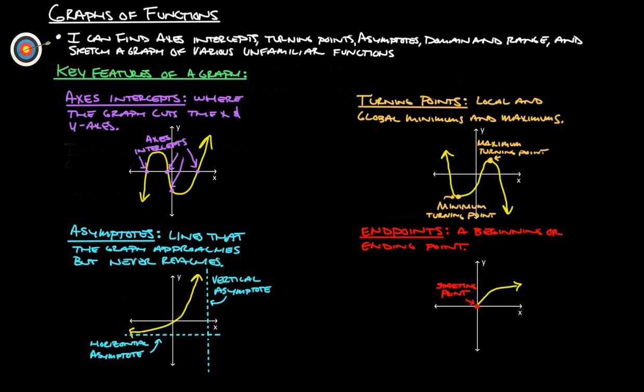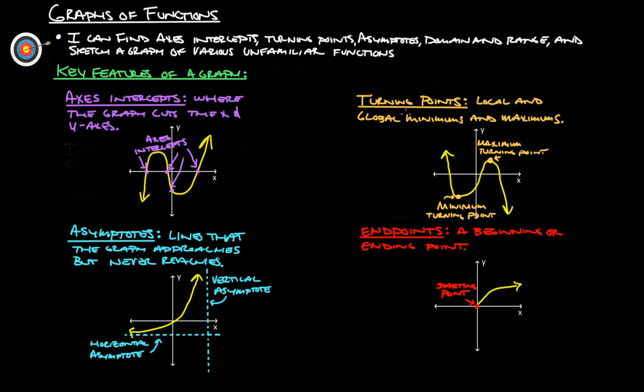Okay, so there's a lot of important stuff here on these functions. Key features of a graph. Axis intercepts. Those are where the graph cuts the x and the y-axis. So here's our 1, 2, 3 x-intercepts, and here's our 1 y-intercept. And if it's a function, you can only ever have one y-intercept. You can't run into two.